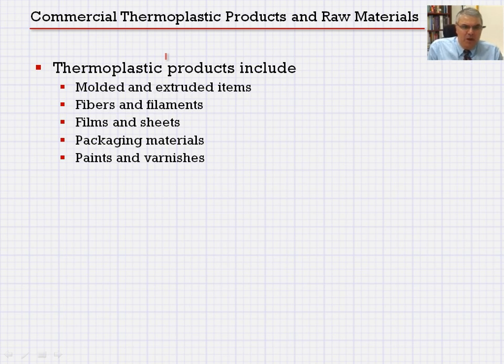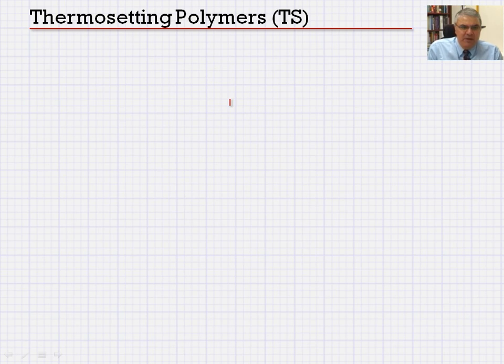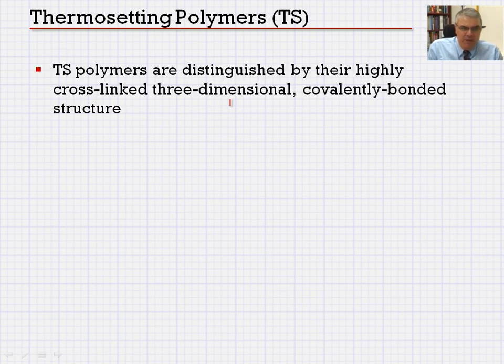Some of the thermoplastic products: molded and extruded items, fibers and filaments, films and sheets, packaging materials, paints and varnishes. Of course, the plastic materials are normally supplied to the fabricator in the form of powder, or in bags in the form of pellets, drums, or larger loads by trucks or rail car. That is the most efficient way of delivering them, and not through pipelines.